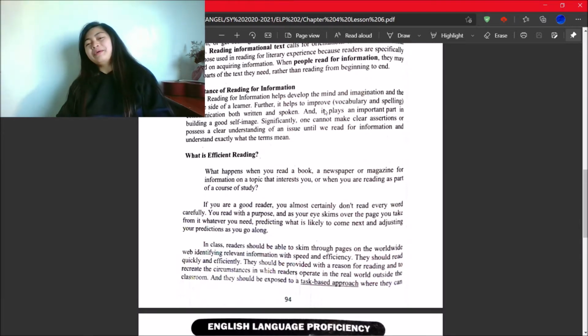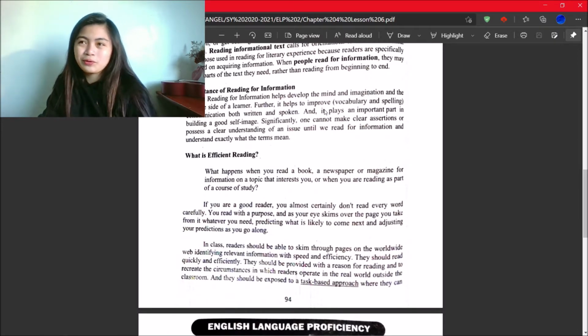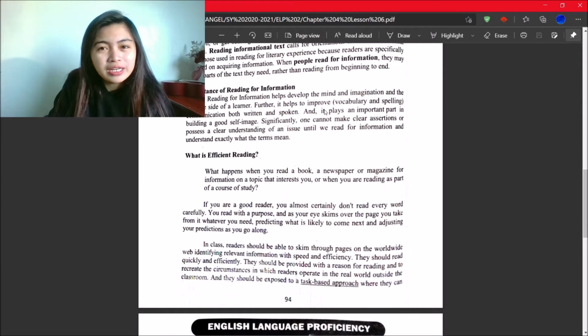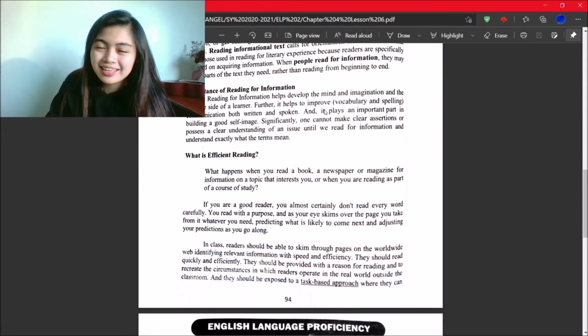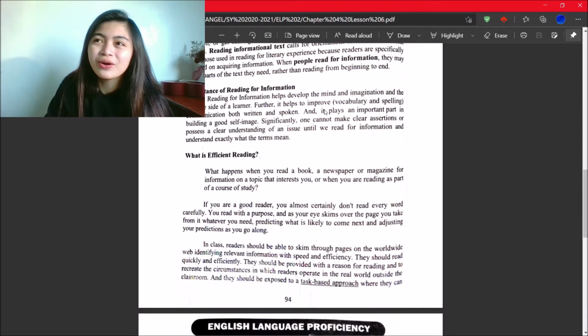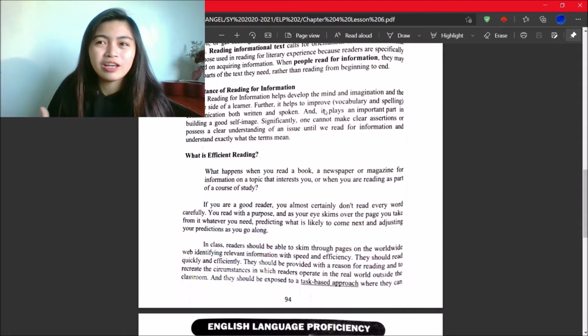Kaya nga sa thesis namin, sa aming field, nire-require namin tinatanong kung how much do you read? How much do you watch? What are the things that you read and what are the things that you watch? Kasi based on many studies, it affects your skills. It affects the way you write. It affects the way you talk. It affects the way you communicate. So, yeah, yun nga, it helps you really improve.